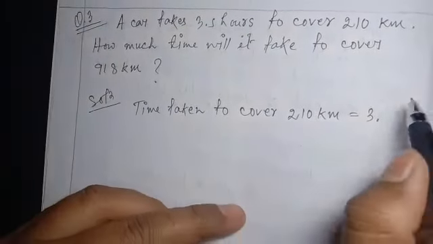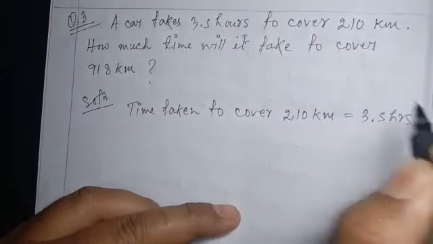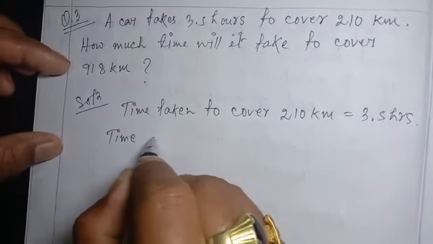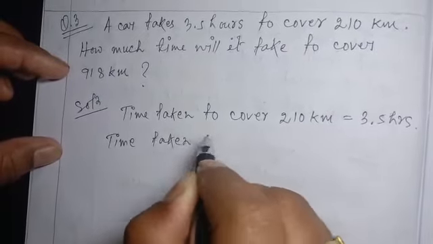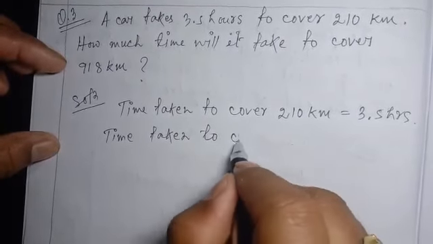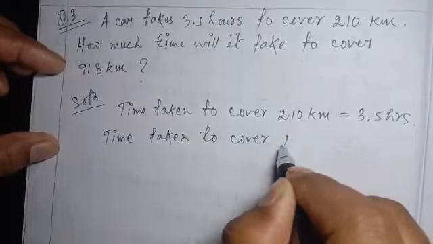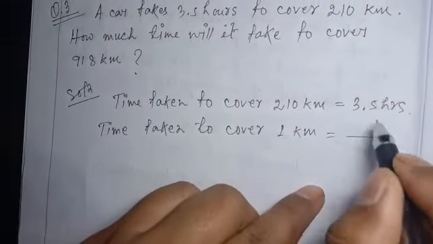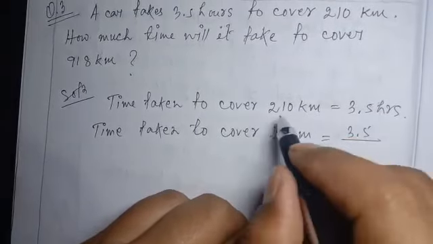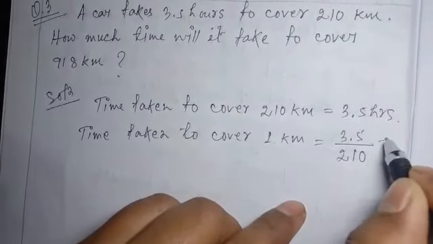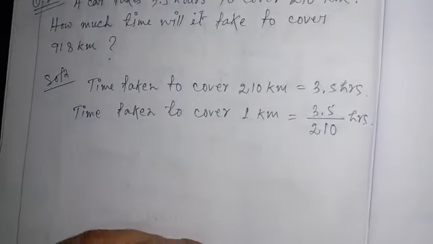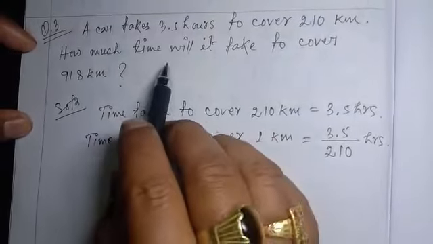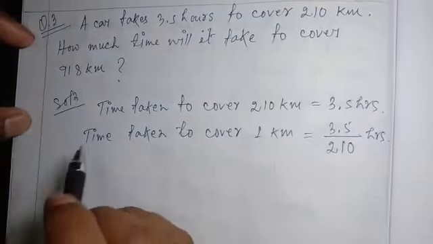3.5 hours. Time taken to cover 1 kilometer. In 1 kilometer, how much time will it take? Divide this 3.5 by 210 hours. Now we will find out how much time will it take to cover 918 kilometers.